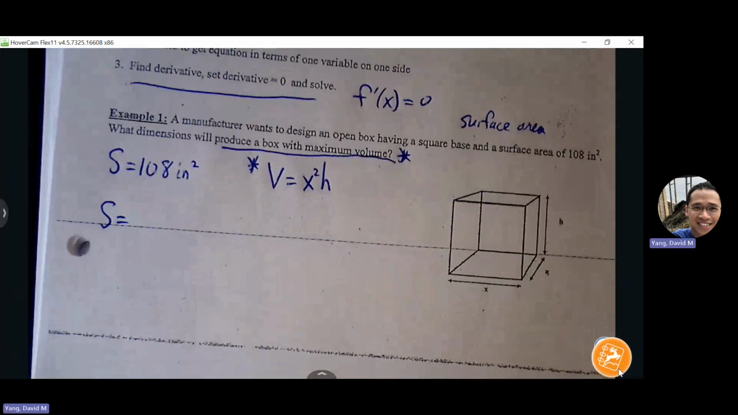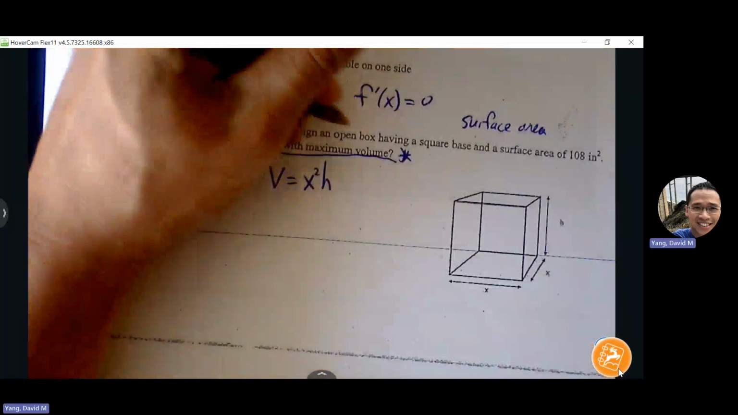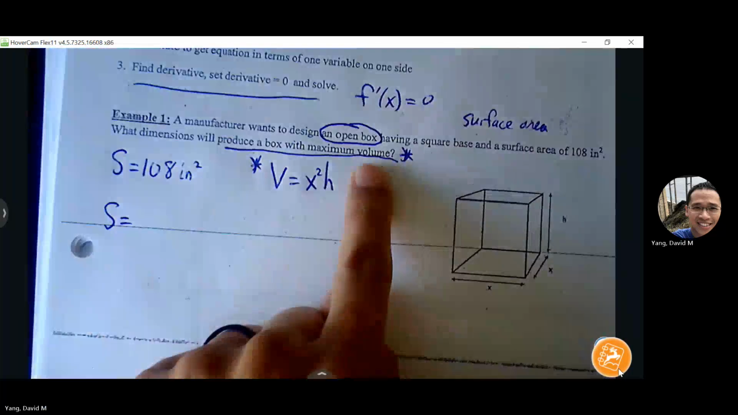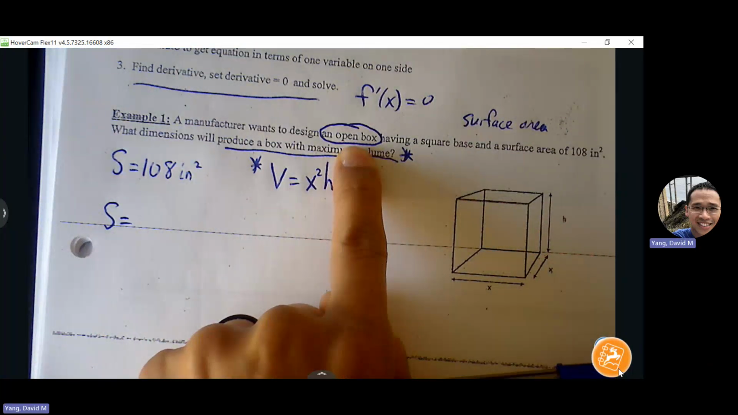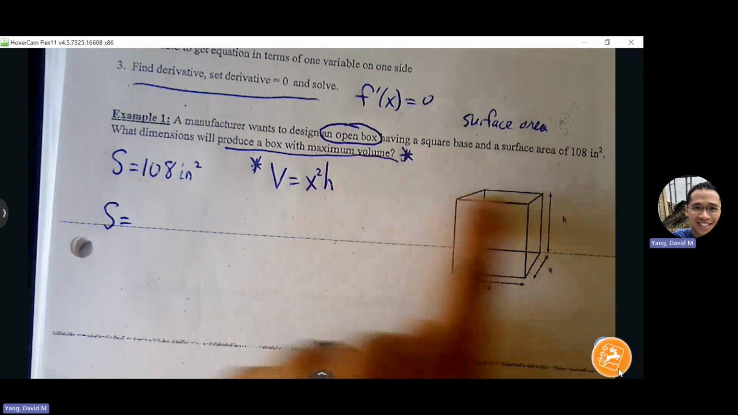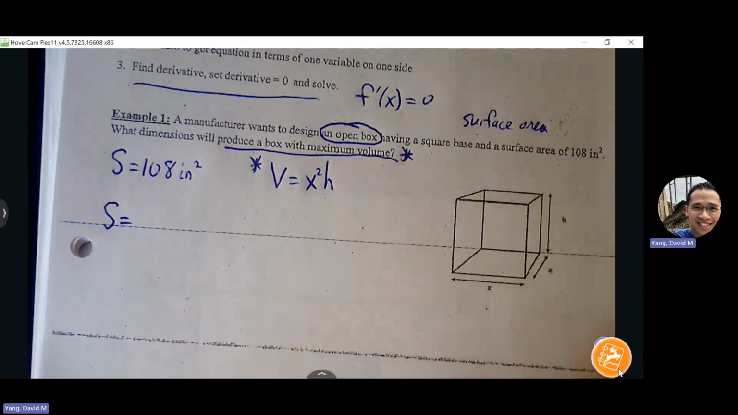Now, how many surfaces are we going to have here? Now, it's an open box. So how many surfaces are we going to have? 5. Yeah. So there's not going to be any material up top. It's just going to be material on the 4 sides and the base.